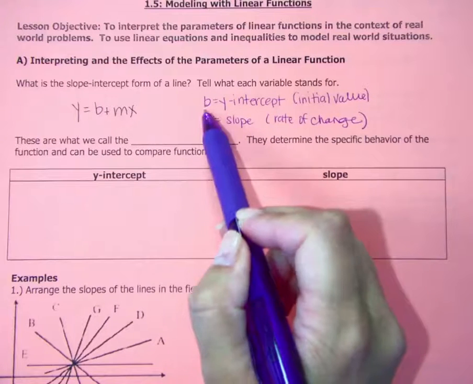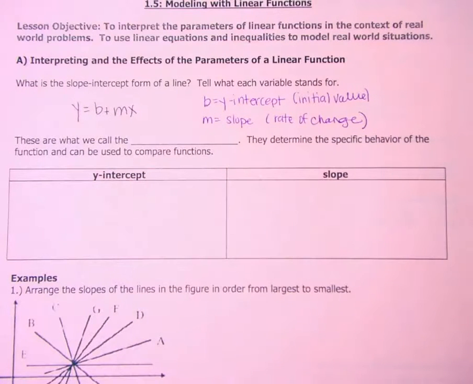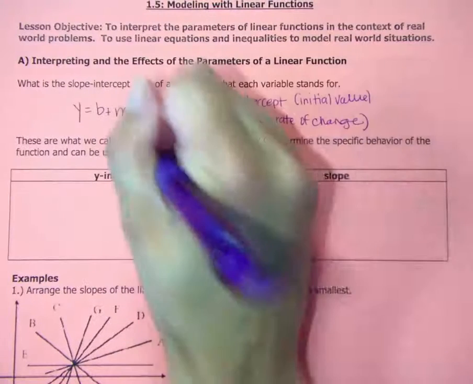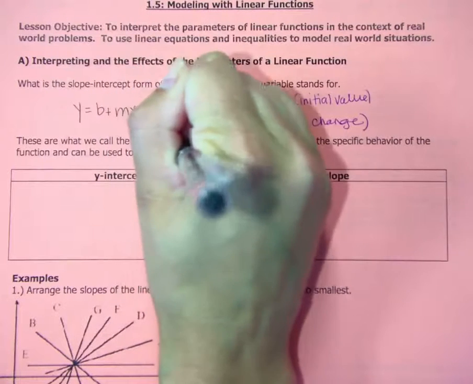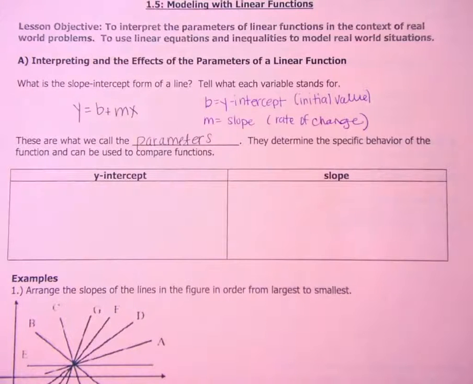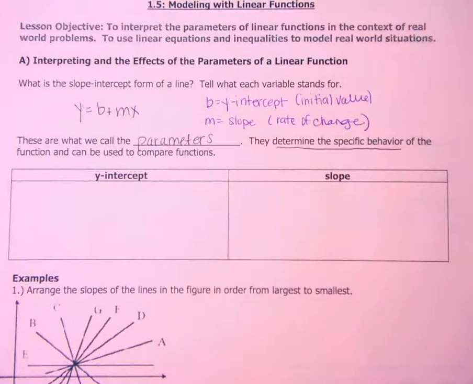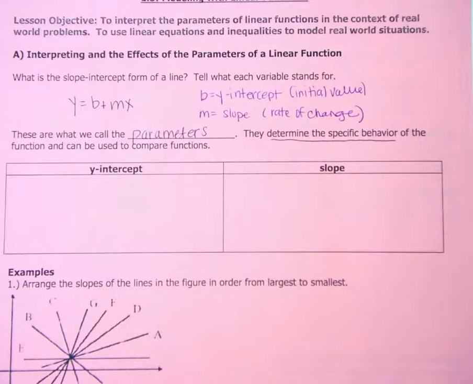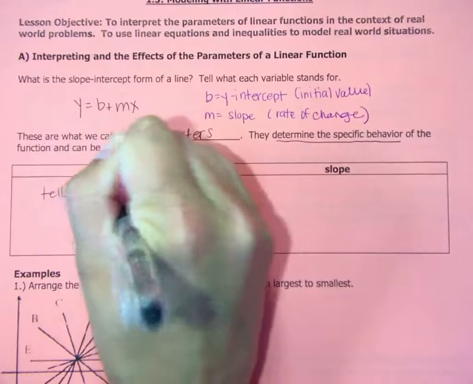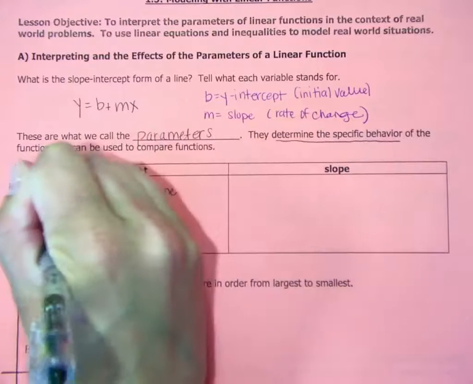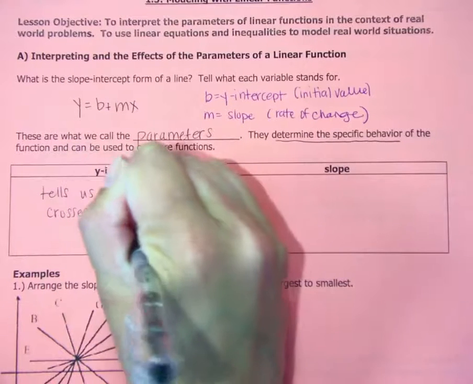These two values, the y-intercept and the slope, are the values in your linear function that change. These are what we call the parameters of the function. They determine the specific behavior of the function. So obviously a y-intercept of 5 and a y-intercept of -3 are going to change the behavior of the graph. That y-intercept tells us where the line crosses the y-axis.